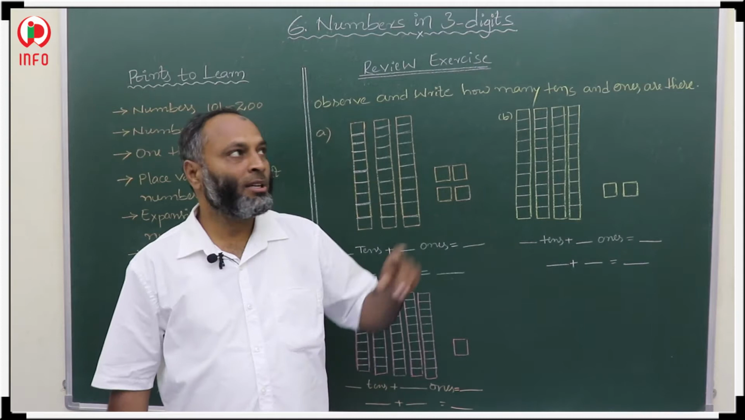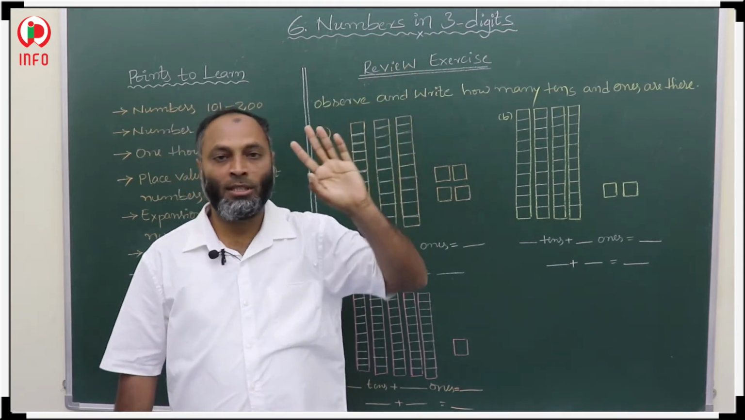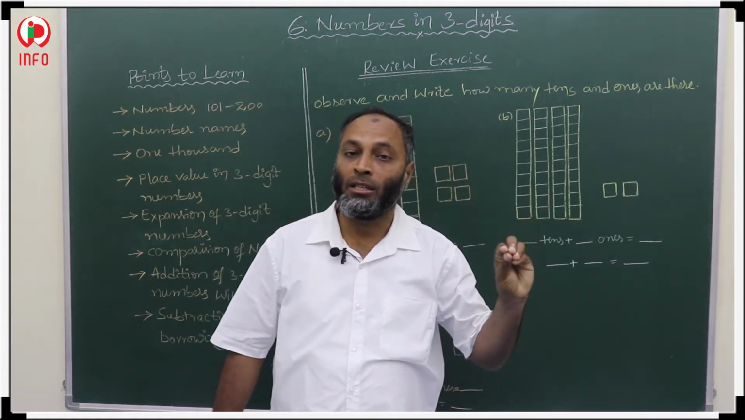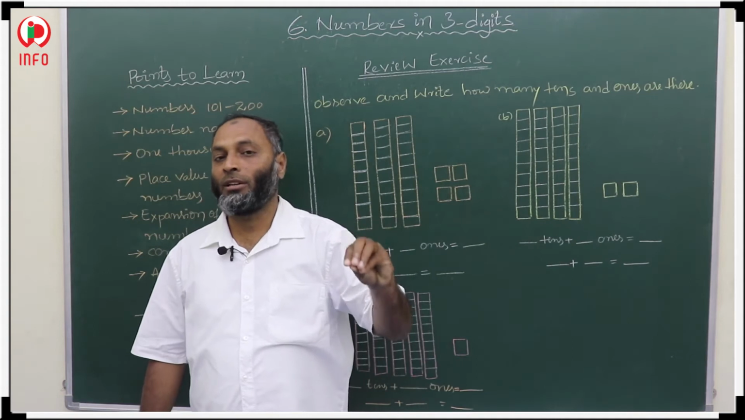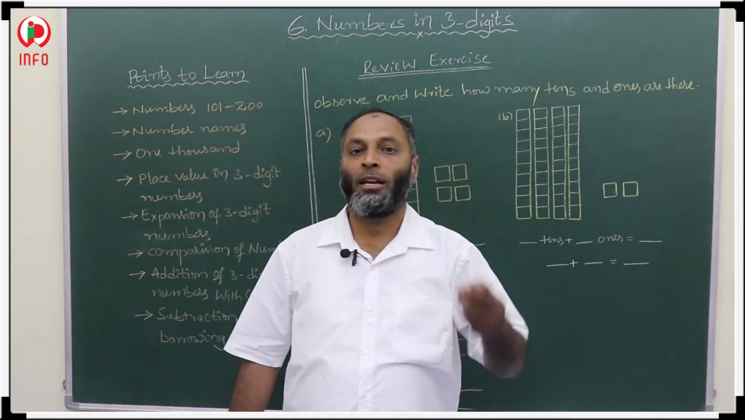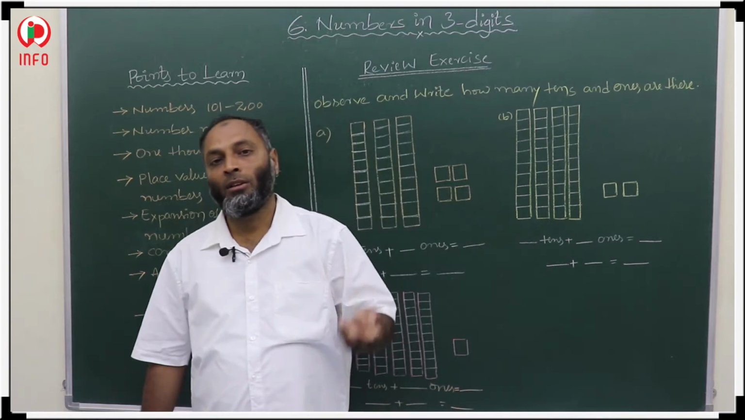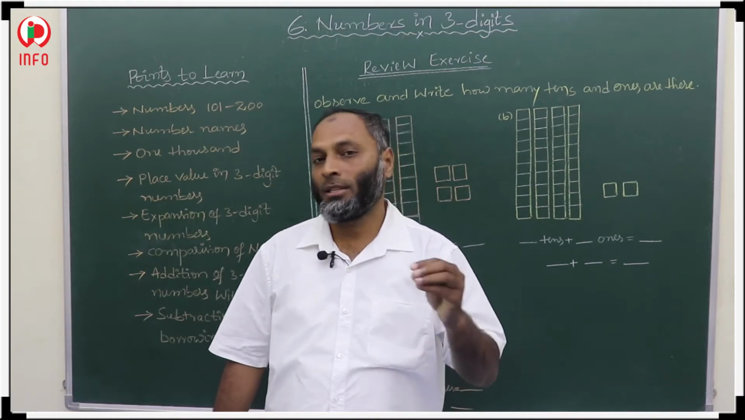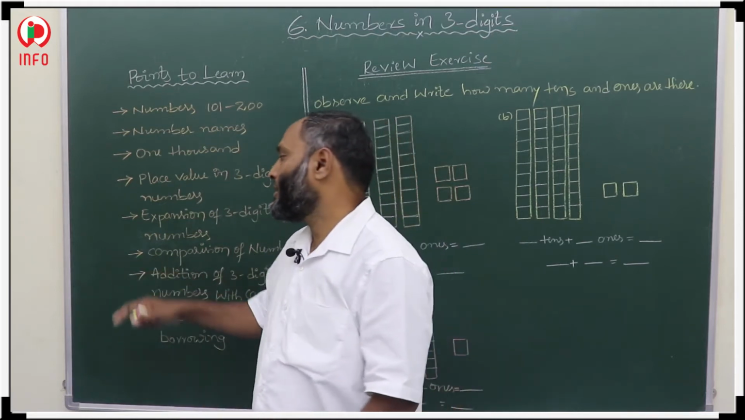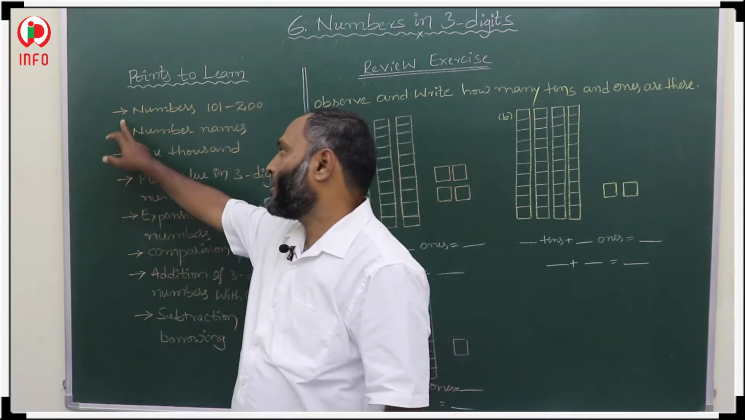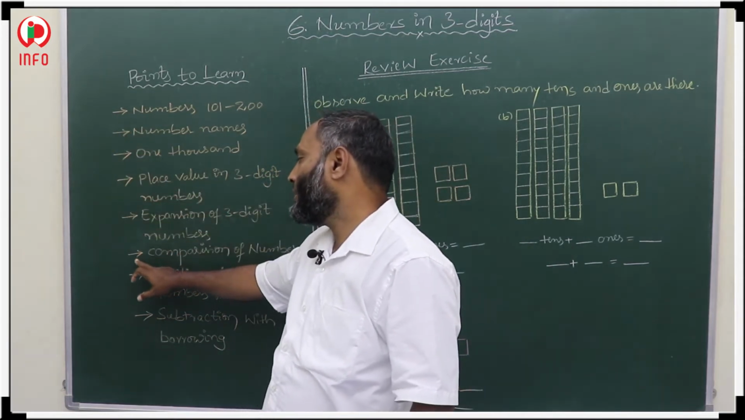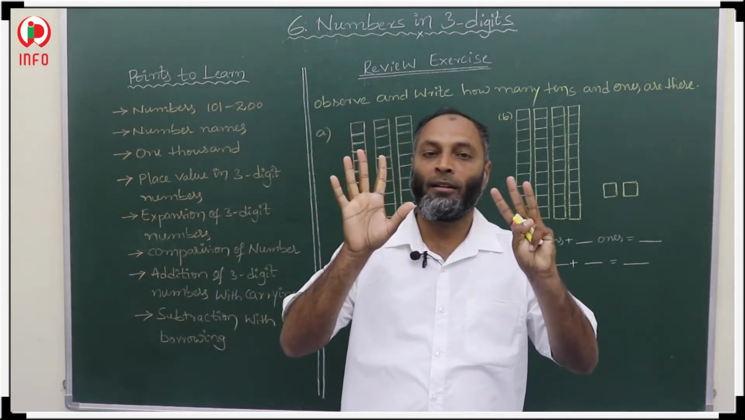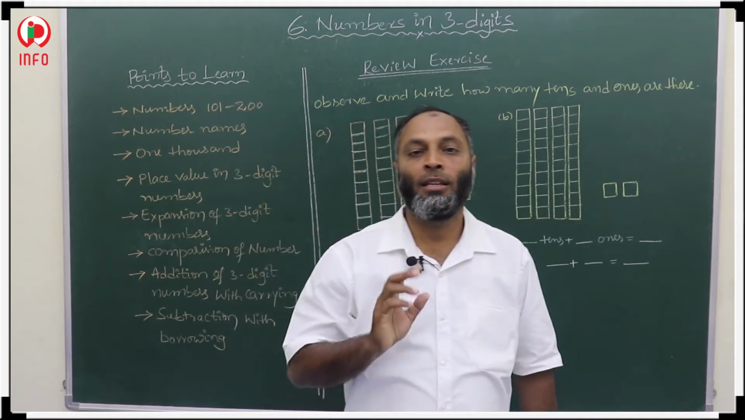So what is our chapter? Our chapter is 3 digit numbers. 3 digit numbers start from 100 to 999. About all these numbers we are going to learn: expansion of the numbers, how to add, how to subtract, and how to read the number. These things we are going to discuss in this chapter. How many points are there in total? 8 points, 1 2 3 4 5 6 7 8. 8 concepts we are going to learn in this chapter.